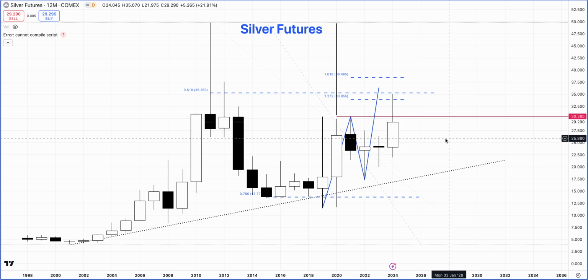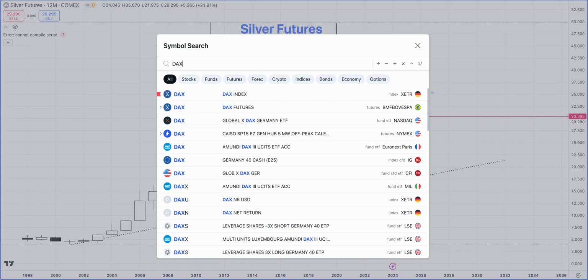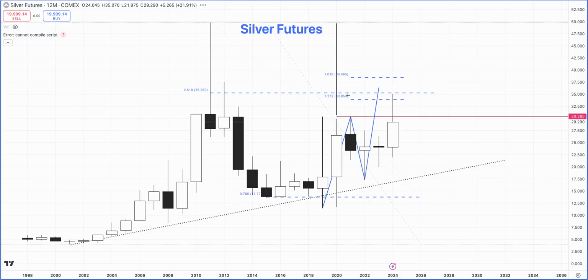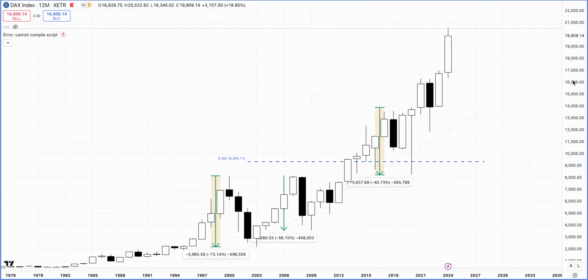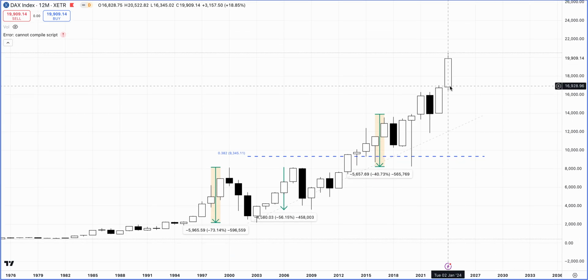Okay, now let's take a look at equity markets. And we'll start by taking a look at some of the foreign markets. So let's just take a look at the German DAX. Here we go. So this is the yearly chart of German DAX. Each candle represents 12 months, which is 1 year.